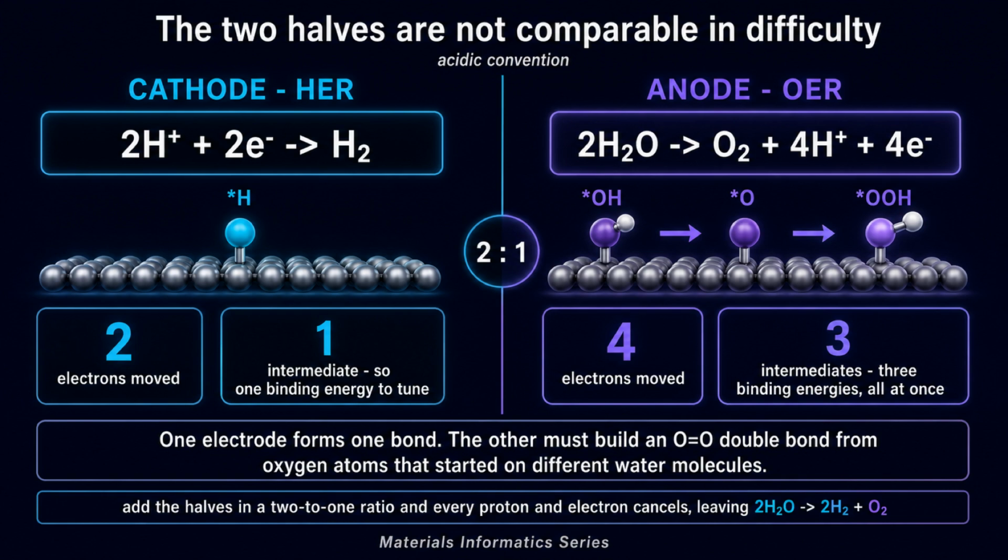Hydrogen evolution moves 2 electrons and forms 1 bond. 2 protons pick up 2 electrons and pair into hydrogen. There is essentially 1 intermediate, an adsorbed hydrogen atom, and therefore 1 binding energy to get right. Oxygen evolution moves 4 electrons and 4 protons and must build an oxygen-oxygen double bond from atoms that started on separate water molecules. Add the halves in a 2-to-1 ratio, and every proton and electron cancels, leaving the overall reaction. Nothing is invented in the bookkeeping.